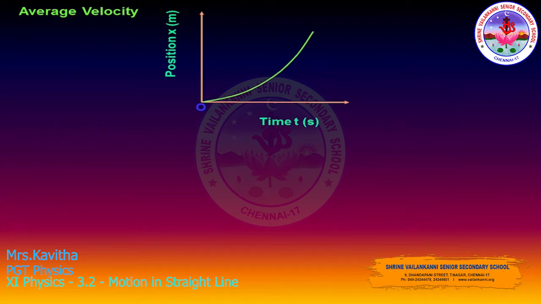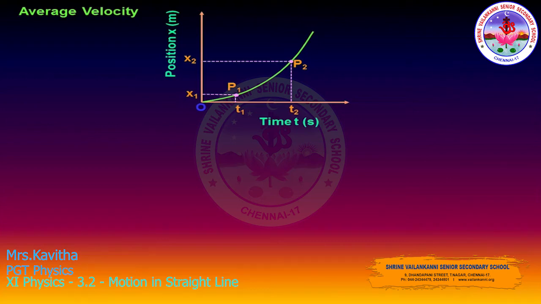Now, what is average velocity through the graphical representation? We can see now that a curved graph has multiple slopes. The displacement-time graph bends upward with the passage of time, which means the value of theta increases.